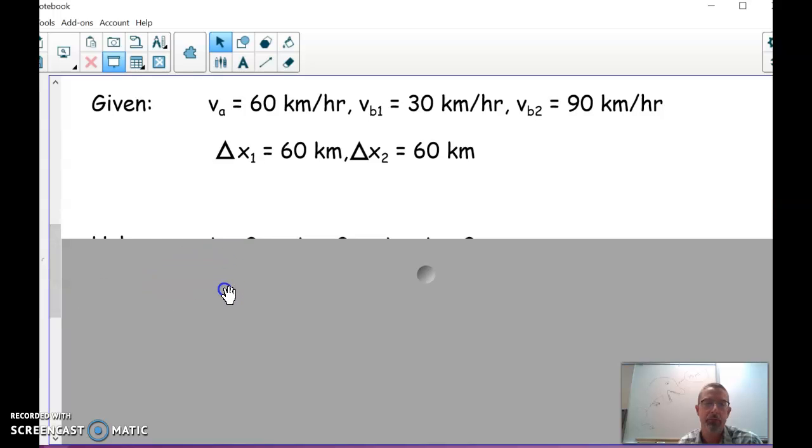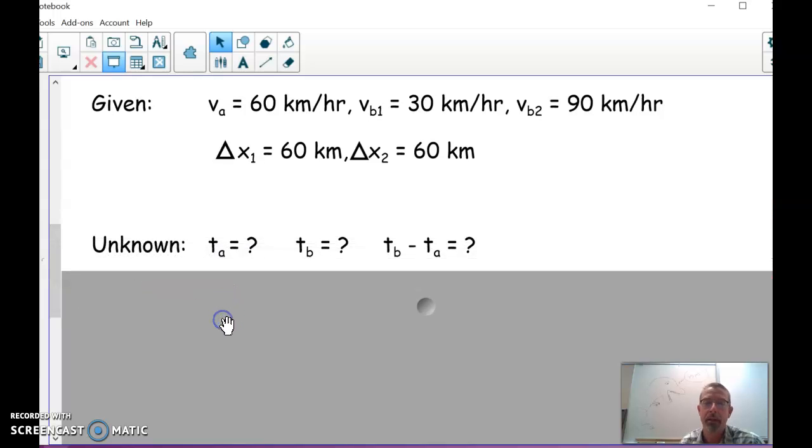So my unknown: how much time does it take for boat A? How much time does it take for boat B? And what is the difference in time? Which boat wins and by how much? And we could reverse these. It doesn't matter. We don't know which boat wins at this point. But we do know that this will give us some value, and we can just figure out what the time is for each one.